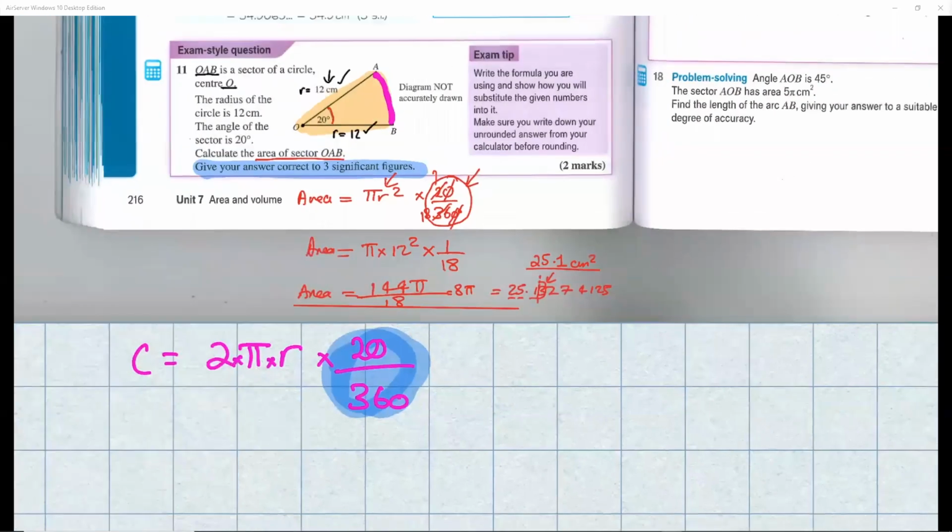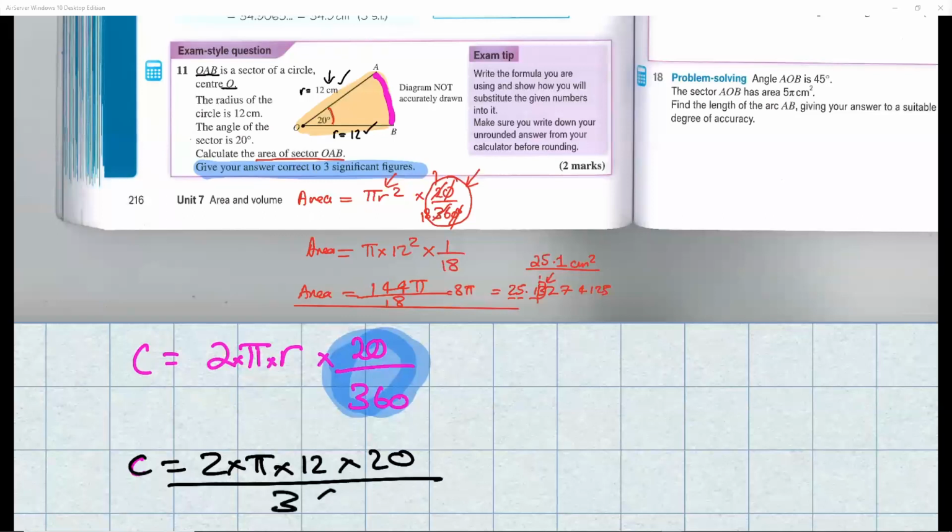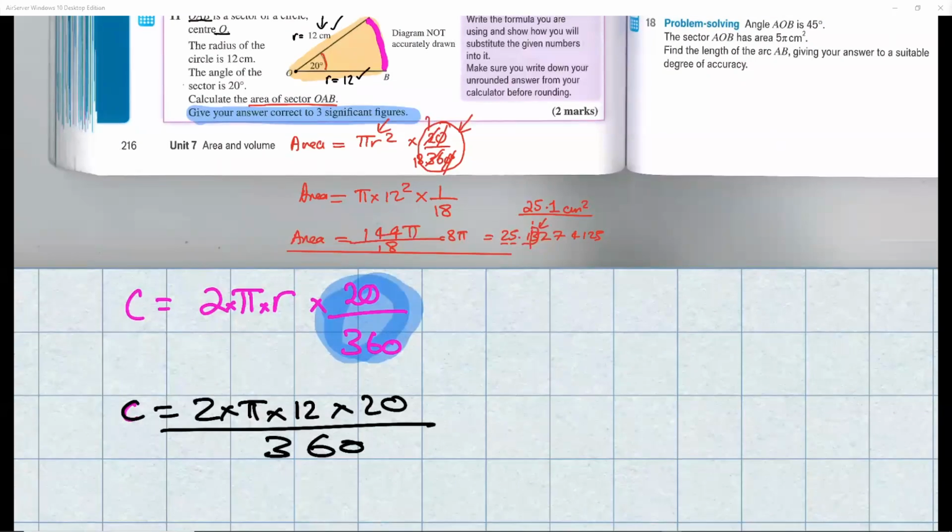So let's go. Same question, back to you again. So the circumference equals 2 times pi times the radius, 12, times 20, all of it divided by 360. If you can do some cancelling, it'd be better. So you divide that by 12, you divide that by 12, what's that give us? How many 12s will go into 360? 30.